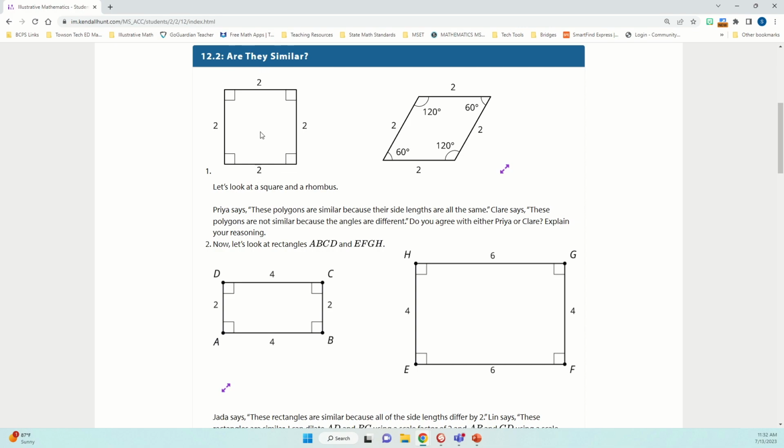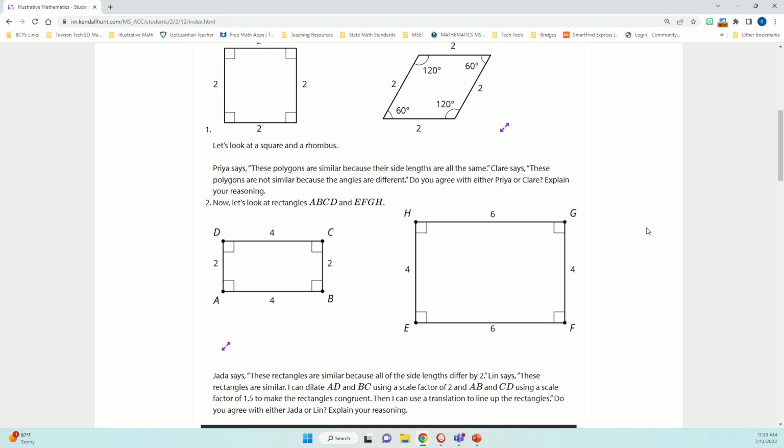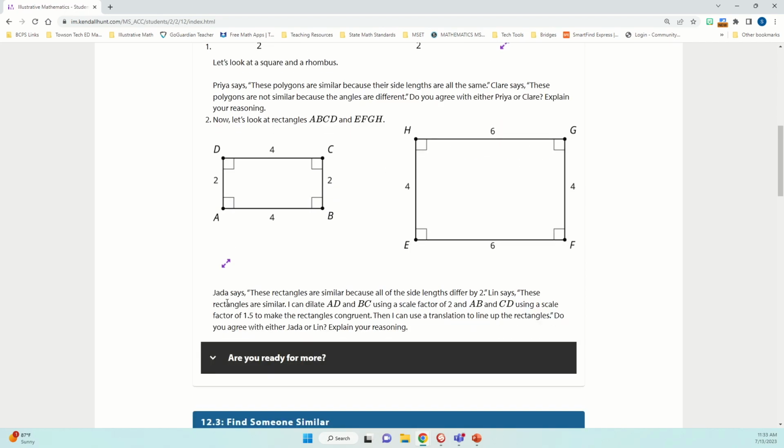So the situation is they have two shapes, a square and a rhombus, and Priya says that both of these polygons are similar because they have the same side lengths. Claire says that they are not similar because the angles are different. Now we have two rectangles that have the same angle measurements but different side lengths. Jada says that they are similar because they have a scale factor of 2.